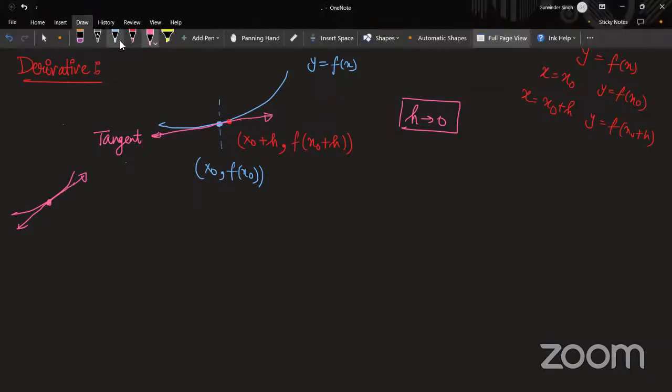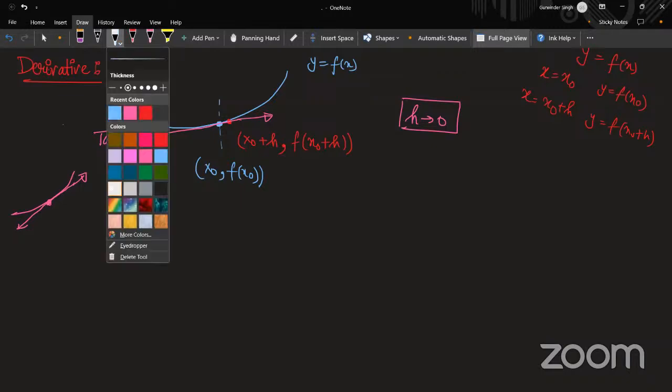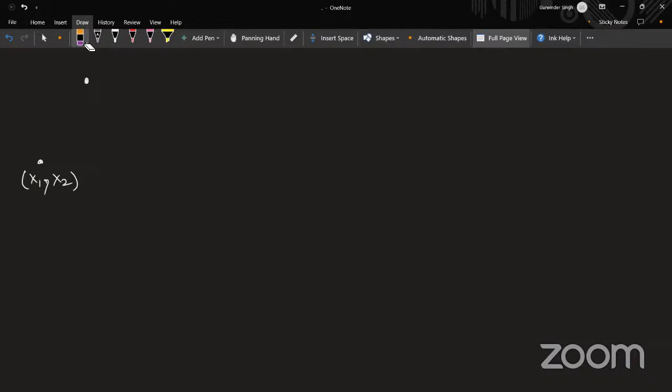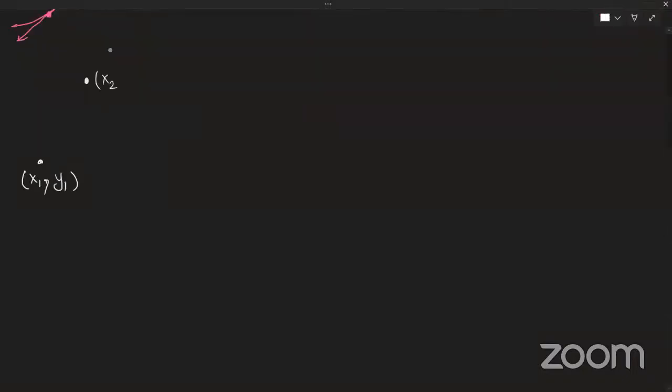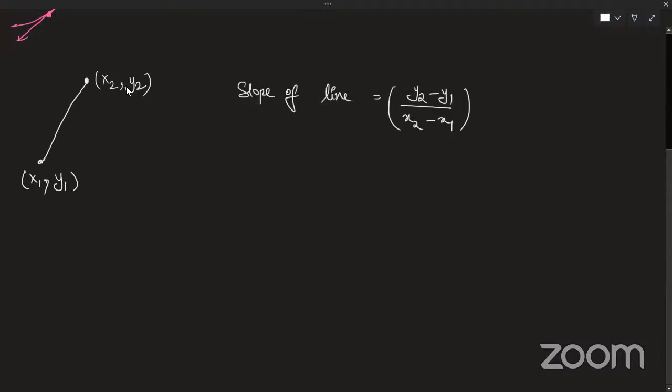Now just going back a little bit, I have got 2 points, x1, y1, and x2, y2, and I've joined these through a line. Can you tell me what will be the slope of this line? y2 minus y1 by x2 minus x1. Great.